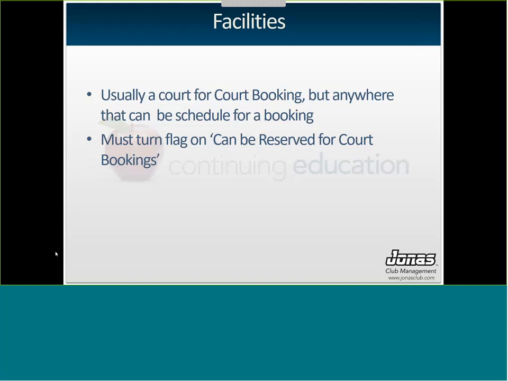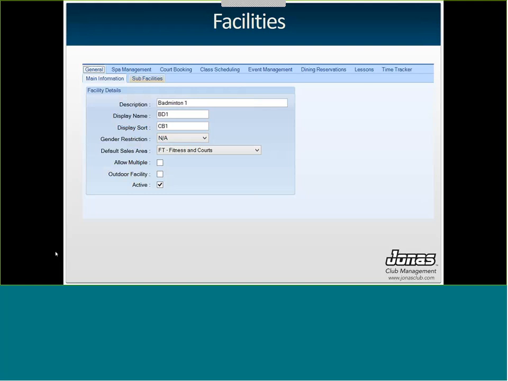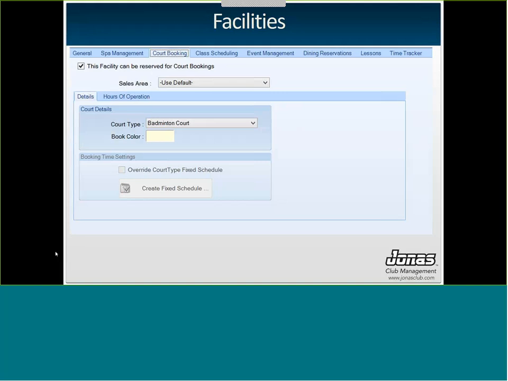All that needs to happen in that facility setup is the flag that says can be reserved for court bookings needs to be checked. The facilities you can find under System Admin, Facilities. You'll want to give the facility a description as well as a display name and a default sales area. Then you'll navigate to the Court Booking tab.